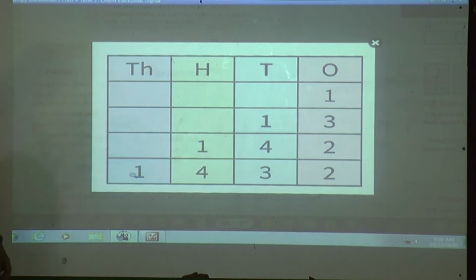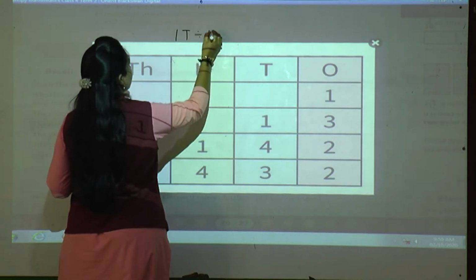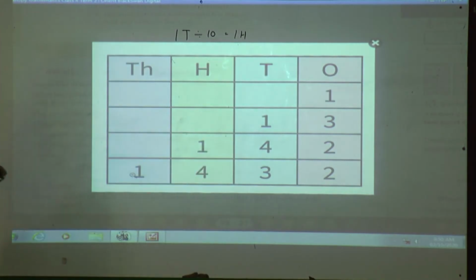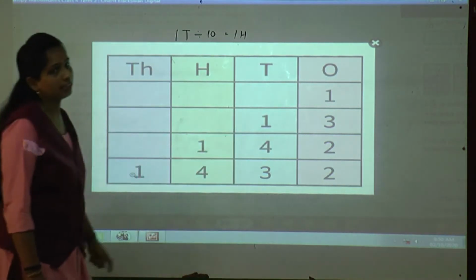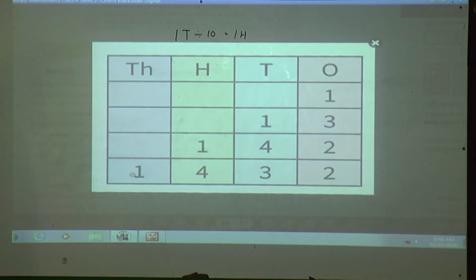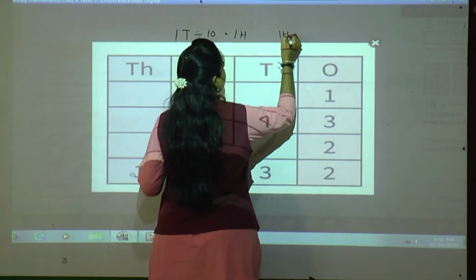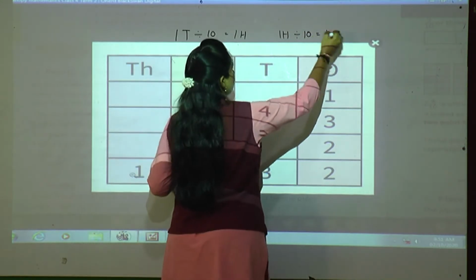And the place value of 1 in 142 is 100. How many hundreds? 100, isn't it? But this 100 means 1000 divided by 10, that is 100. Okay. And next, the place value of 1 in 13 is tens. Now see, 1 ten means 100 divided by 10, that is 1 ten.